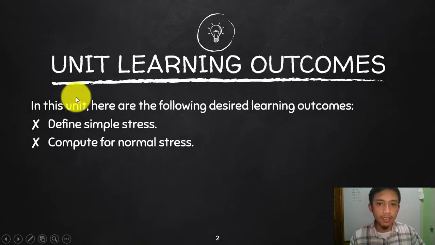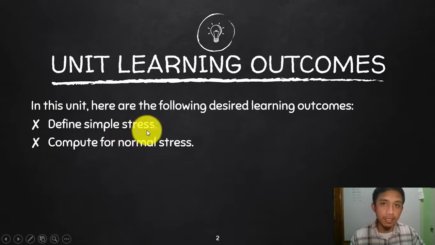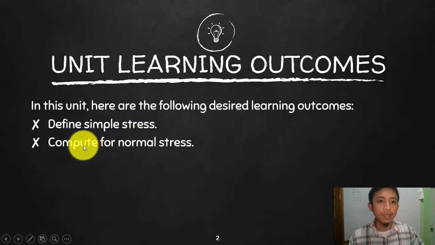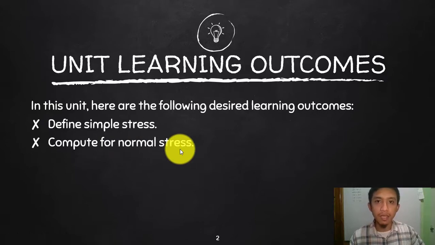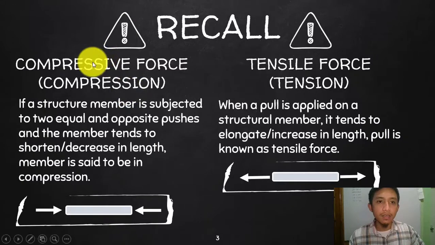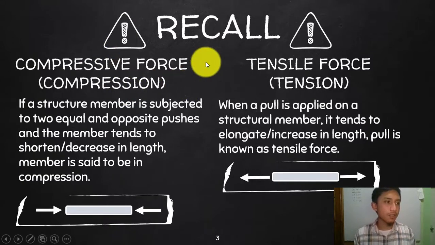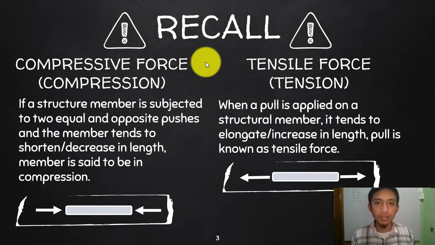In this unit on normal stress, we will define again, just to repeat and make clear, your simple stress, and then of course compute for normal stress, and define what normal stress is by having examples. Just a recall from your statics of rigid bodies, we will again recall the types of forces.